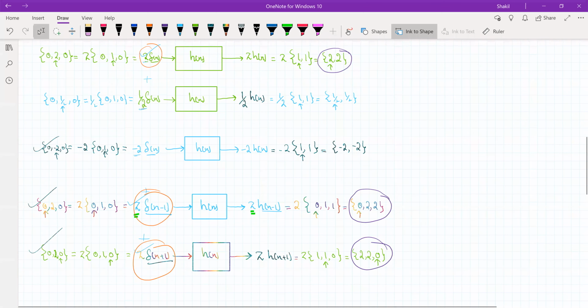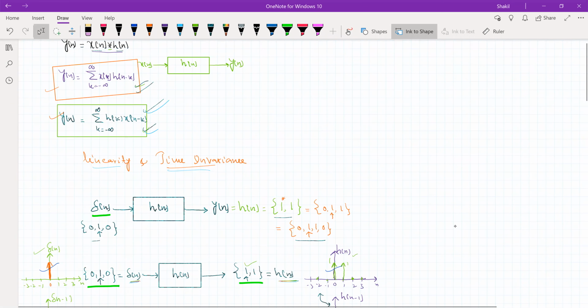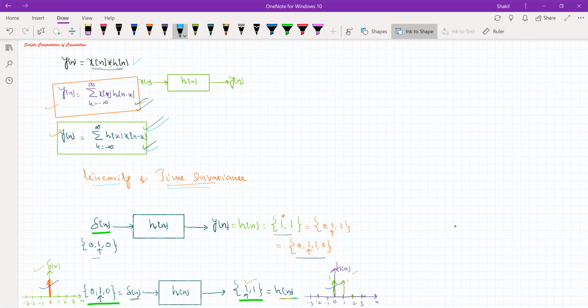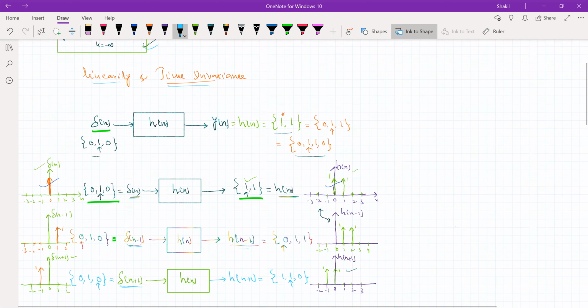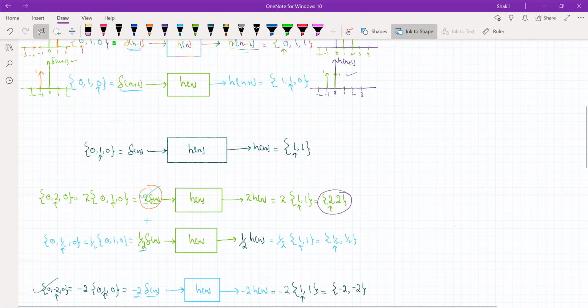Welcome back. The session will continue with the discussion on convolution. Our aim in the last few sessions was to compute the convolution between x and h, but without resorting to these tedious summation formulas. Instead, we use the linearity and time invariance properties of the system.